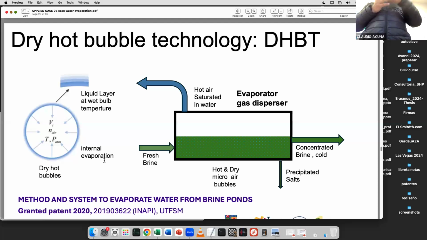By the way, saturation takes 2 seconds. It's extremely fast. We measure it differently.